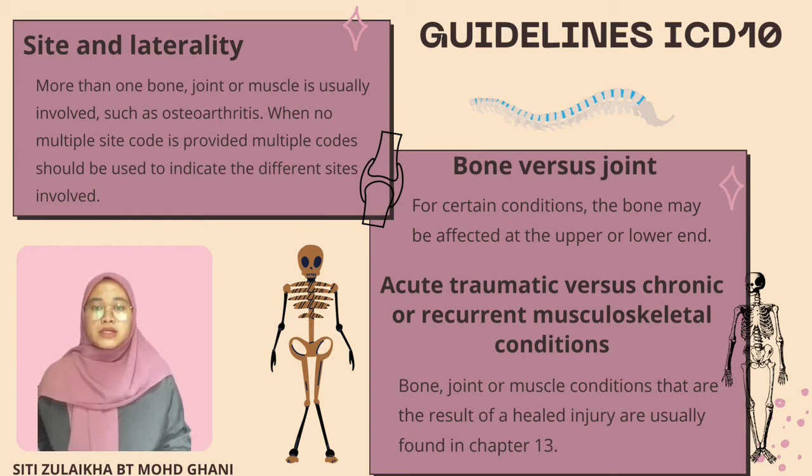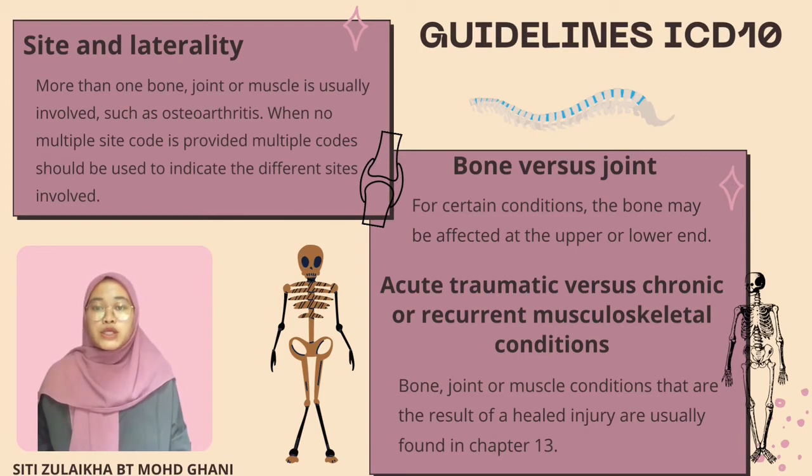And then lastly, acute traumatic versus chronic or recurrent musculoskeletal conditions. Many musculoskeletal conditions are a result of previous injury or trauma to a site, or are recurrent conditions. Bone, joint, or muscle conditions that are the result of a healed injury are usually found in chapter 13. Recurrent bone, joint, or muscle conditions are also usually found in chapter 13.